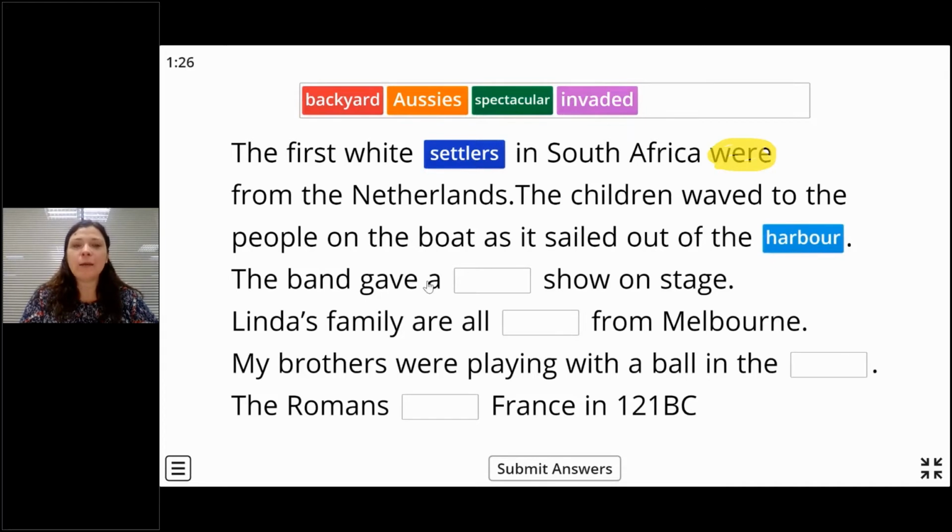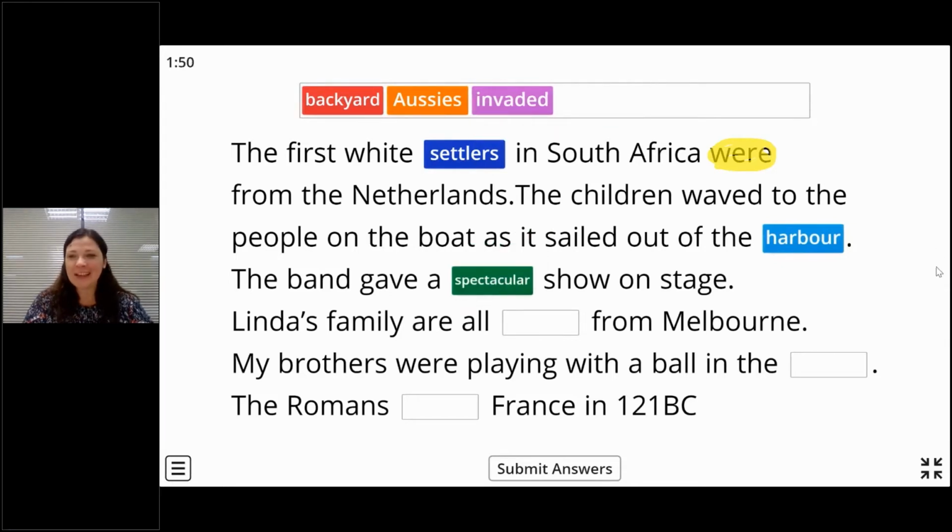The band gave a show on stage. We can see here that we have article a, right? And the noun show. So what type of word is missing between a and noun? What can we put? We can put an adjective, right? Which adjective do you find here? Spectacular. Great job. Thank you very much for your active participation. And some people really wrote to me the answers in advance.